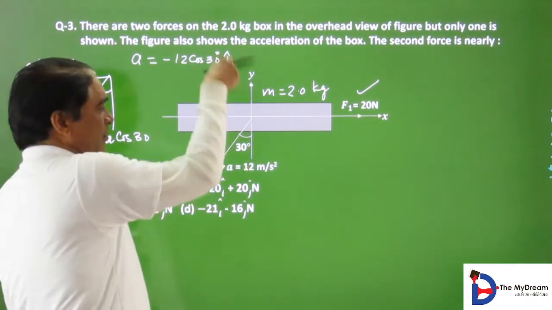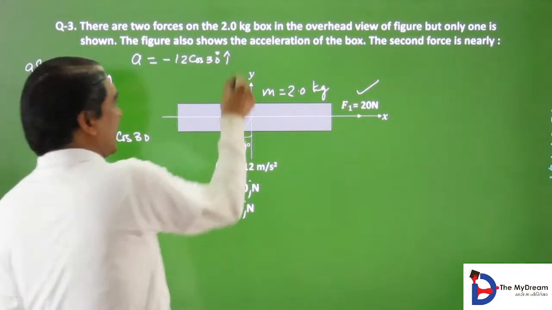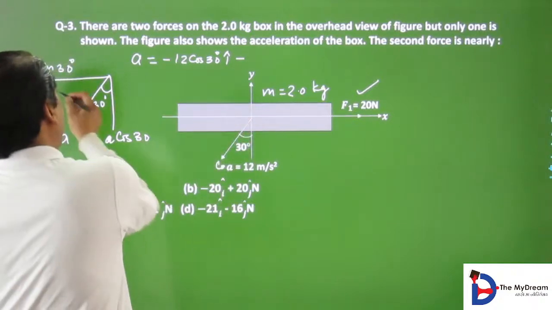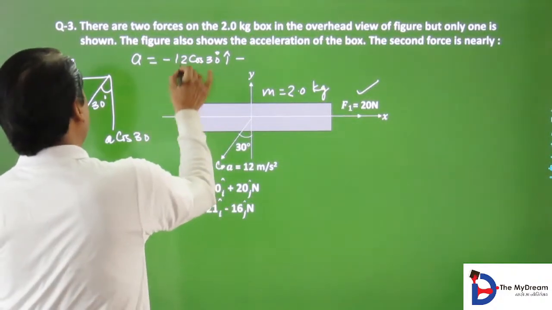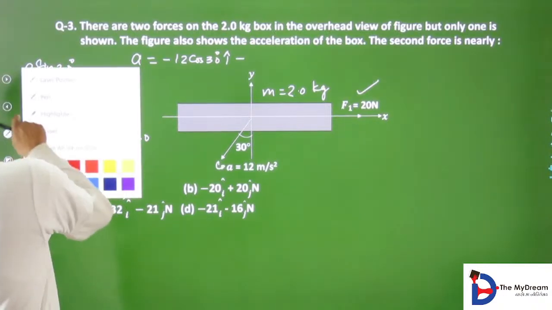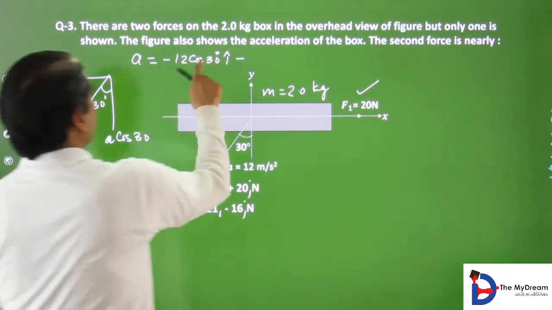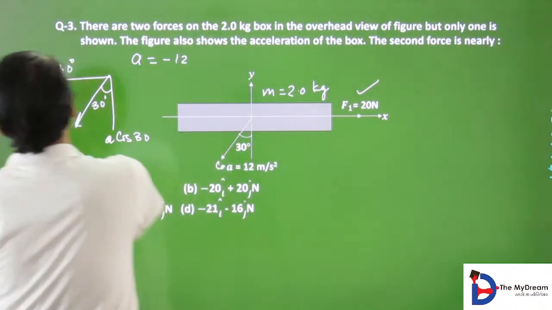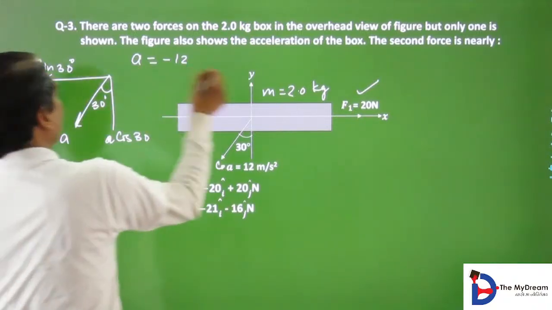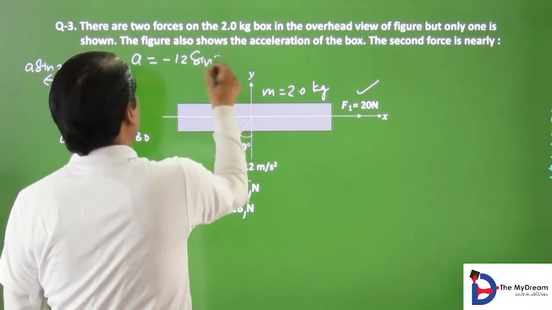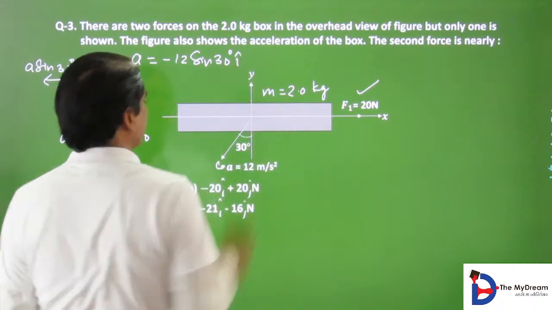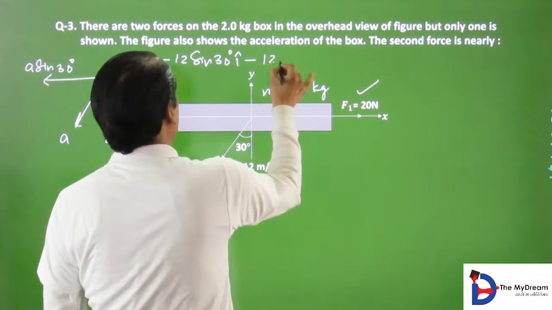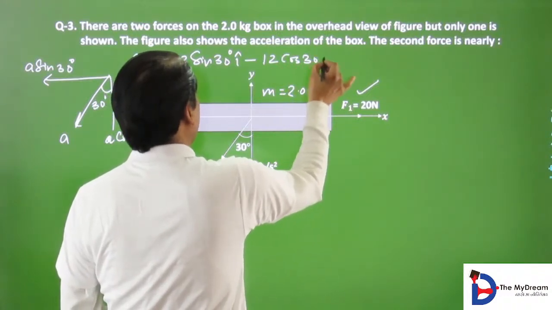Similarly, as you see on the y axis, this is also on the negative axis. So x axis has this, y axis has this. So here we will write 12 sin 30 degree i minus 12 cos 30 degree j.